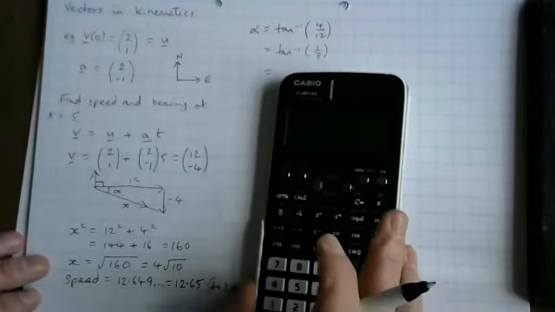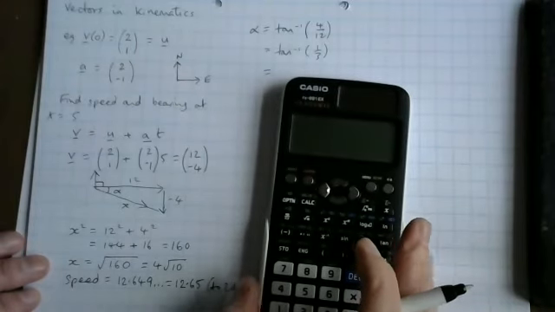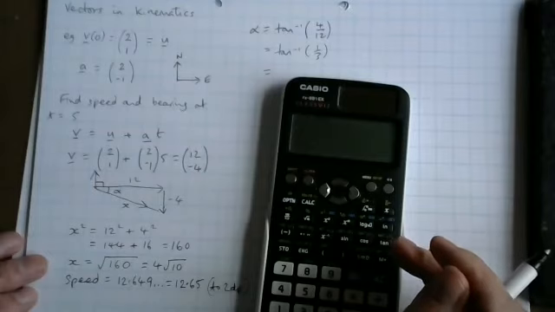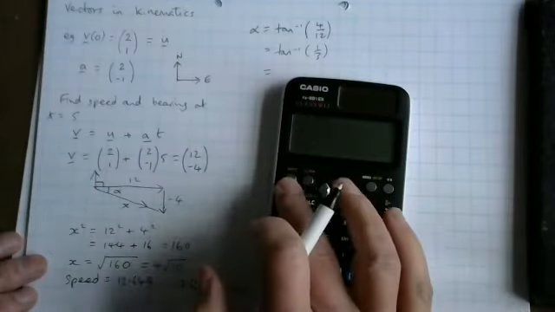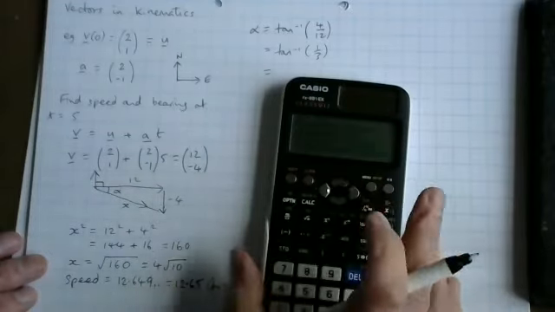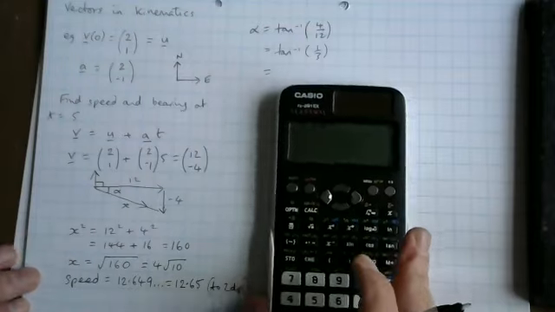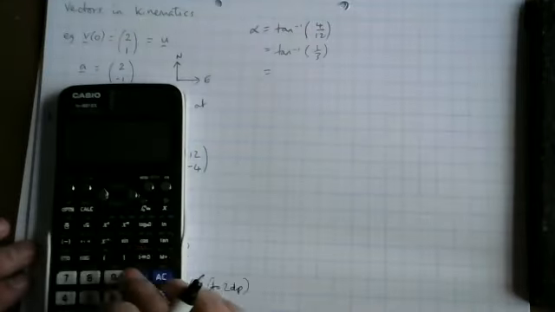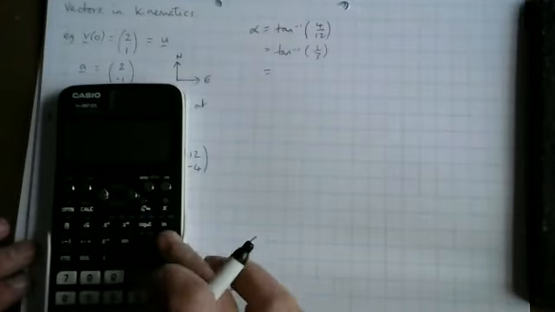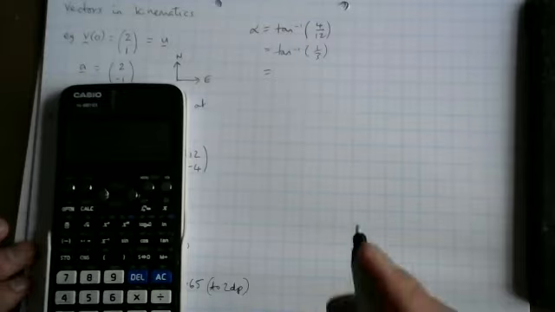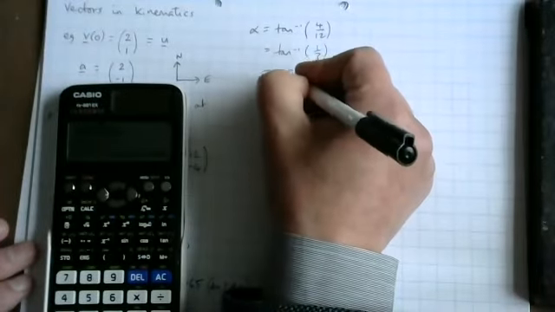Firstly, make sure that I know what mode I'm in. Am I in degrees or in radians? Bearings will be in degrees. So I'll just do a quick check. Put it in degrees. Always check which one you're in. I want shift tan, 1 divided by 3, close the bracket, equals 18.43.